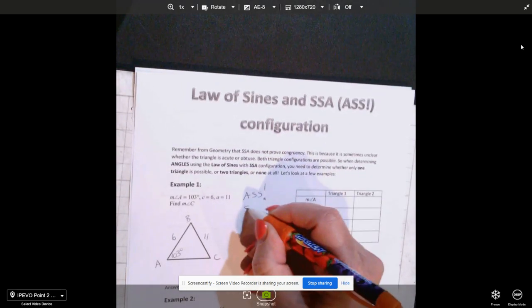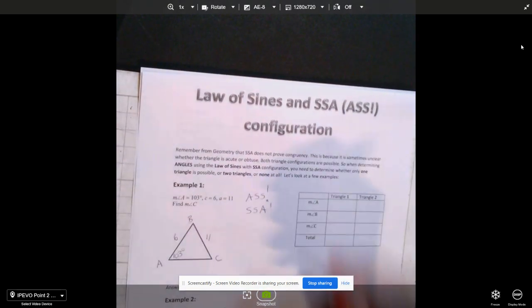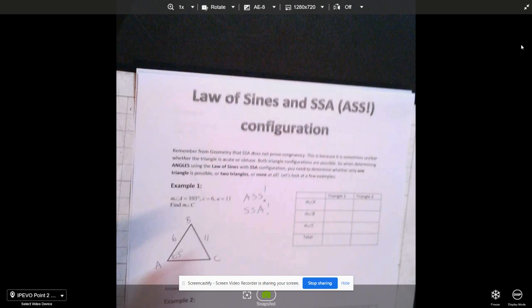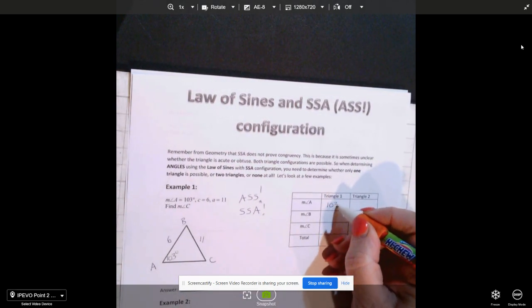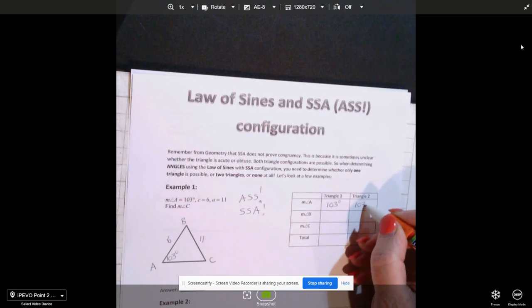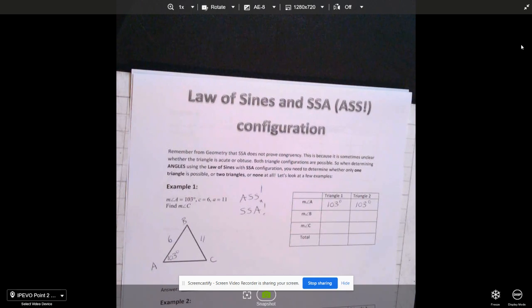If you don't want to swear, you could say it's a side angle configuration, whichever you're more comfortable with. All right. So let's write in what we know as far as the angles go. Well, I know angle A is 103 degrees because it has been given. So I know there's no ambiguity with that. It's going to be 103 degrees.